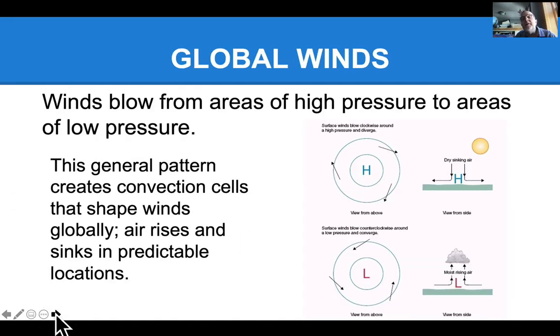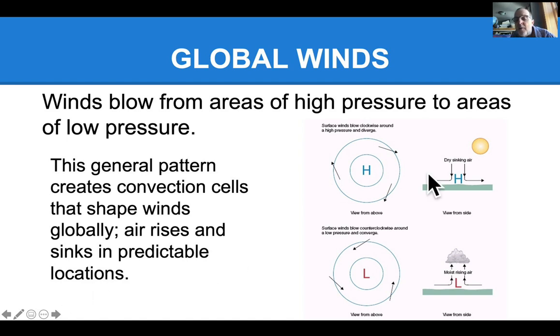Now let's talk about the generally predictable winds that blow around the Earth, called global winds. These are winds that blow from areas of high pressure to areas of low pressure. This general pattern creates convection cells that shape winds globally. Here, air, it turns out, around the globe rises and sinks in predictable locations.